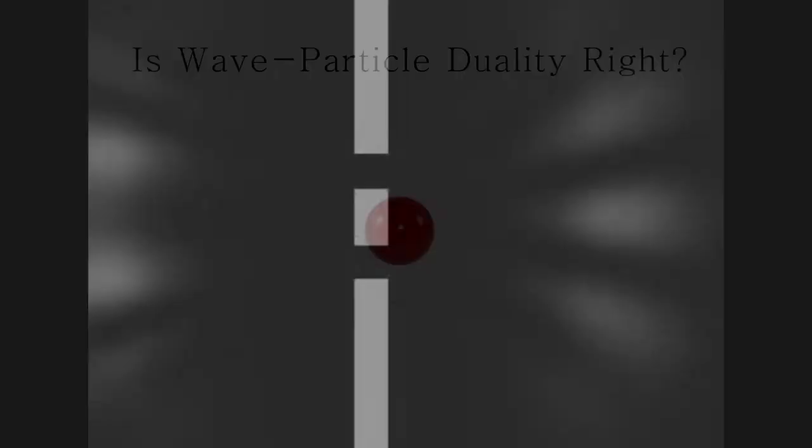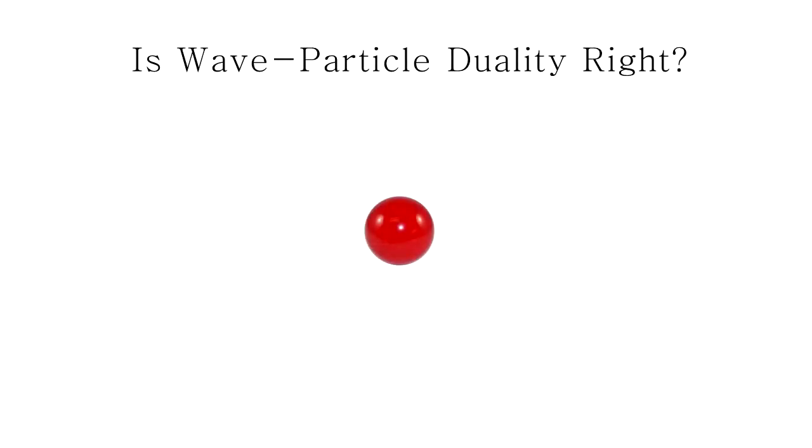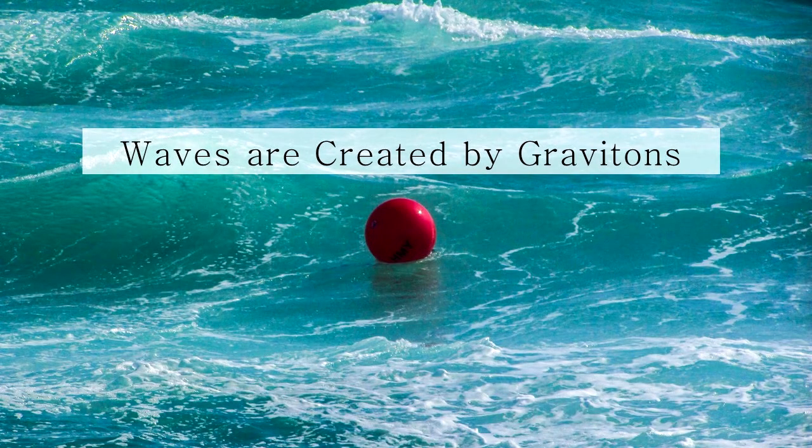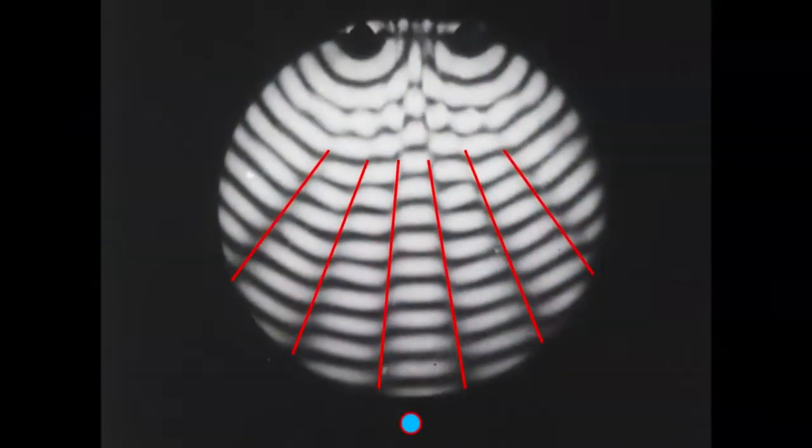According to wave-particle duality, an electron passes through both slits at the same time as a wave. The wave will turn into a particle when it hits the screen or a measurement is made. Is wave-particle duality right? Einstein believed there is something wrong with quantum physics. The key to open the mystery is in the vacuum. Waves are created by gravitons. Even if gravitons cannot be seen, everything is in the sea of gravitons.